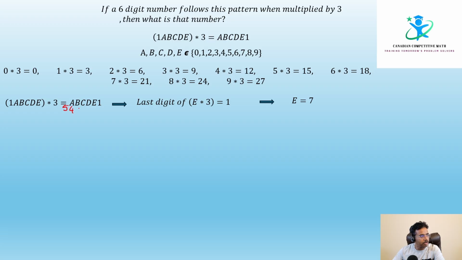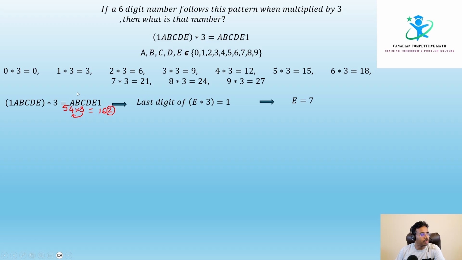54 times 3 is equal to 162. So the unit digit in the final multiplication will be the unit digit of the multiplication of the unit digit in the first number times 3. Okay, so the 1 will be the units digit of E times 3. So the last digit of E times 3 should be equal to 1.